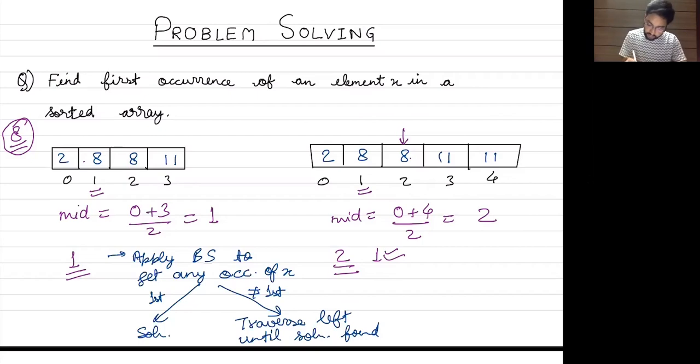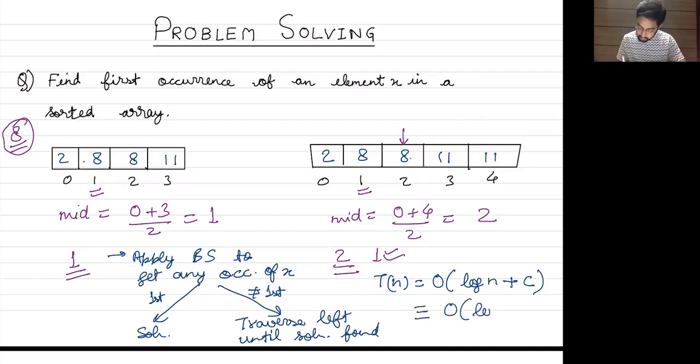So let's try to analyze the time complexity. So first we apply binary search in log n, and then we take some steps or traversals on the left, which we can denote as some constant traversals. So this time complexity comes out to be equal to order of log n.